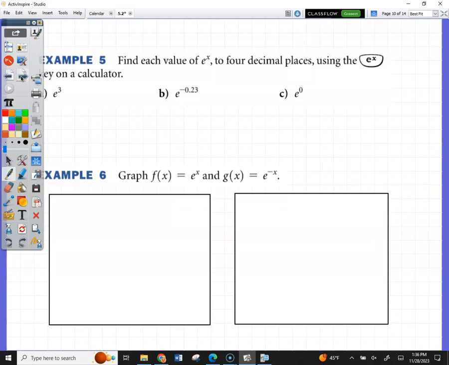I'm going to show you how to use E on your calculator. You have an E button. You do not have to memorize E. It is on your calculator. Let's all find it. I believe, if I'm not mistaken, it's on the left. Is it on the left?